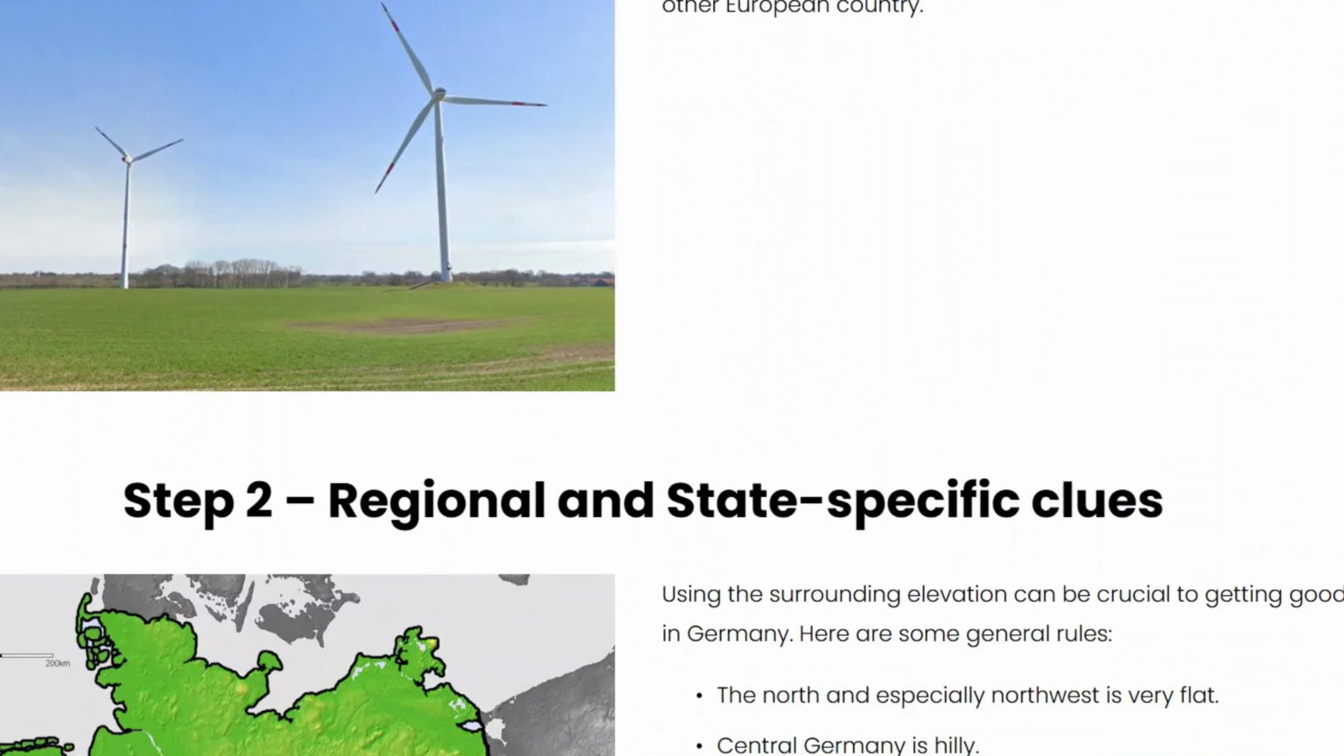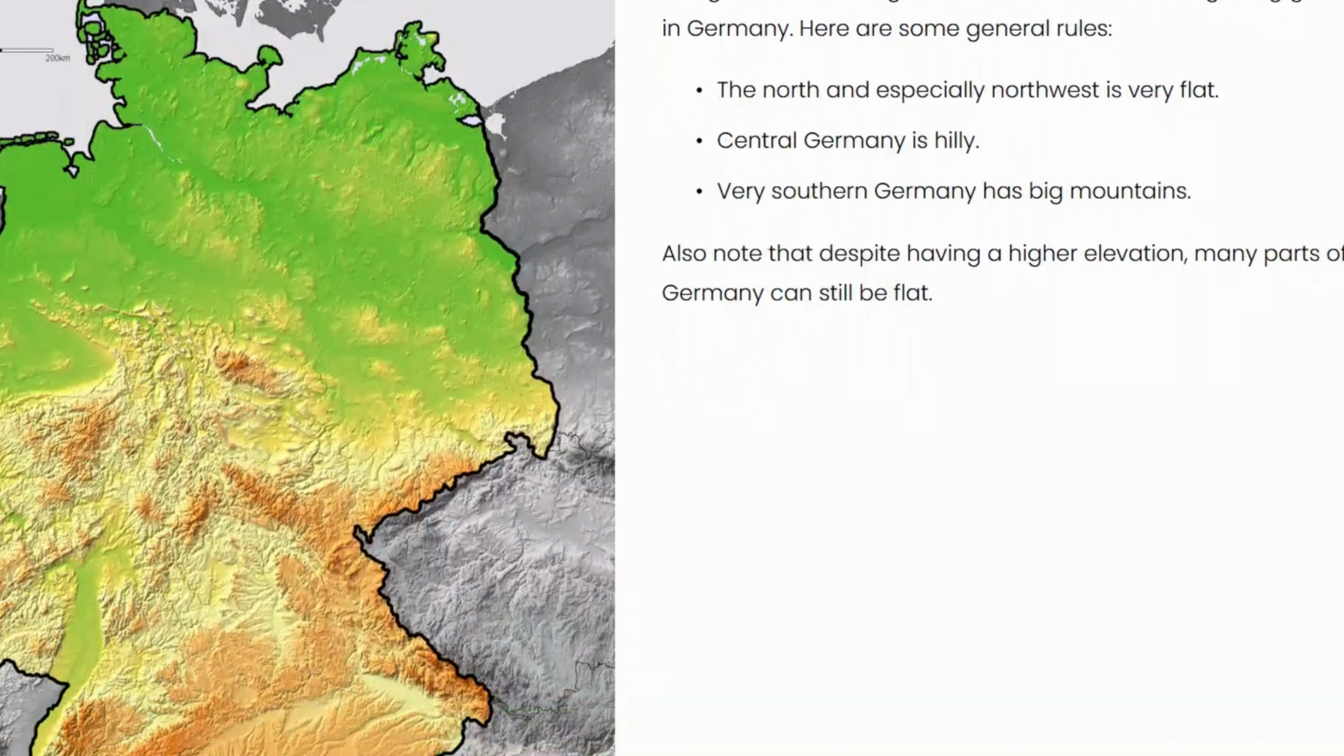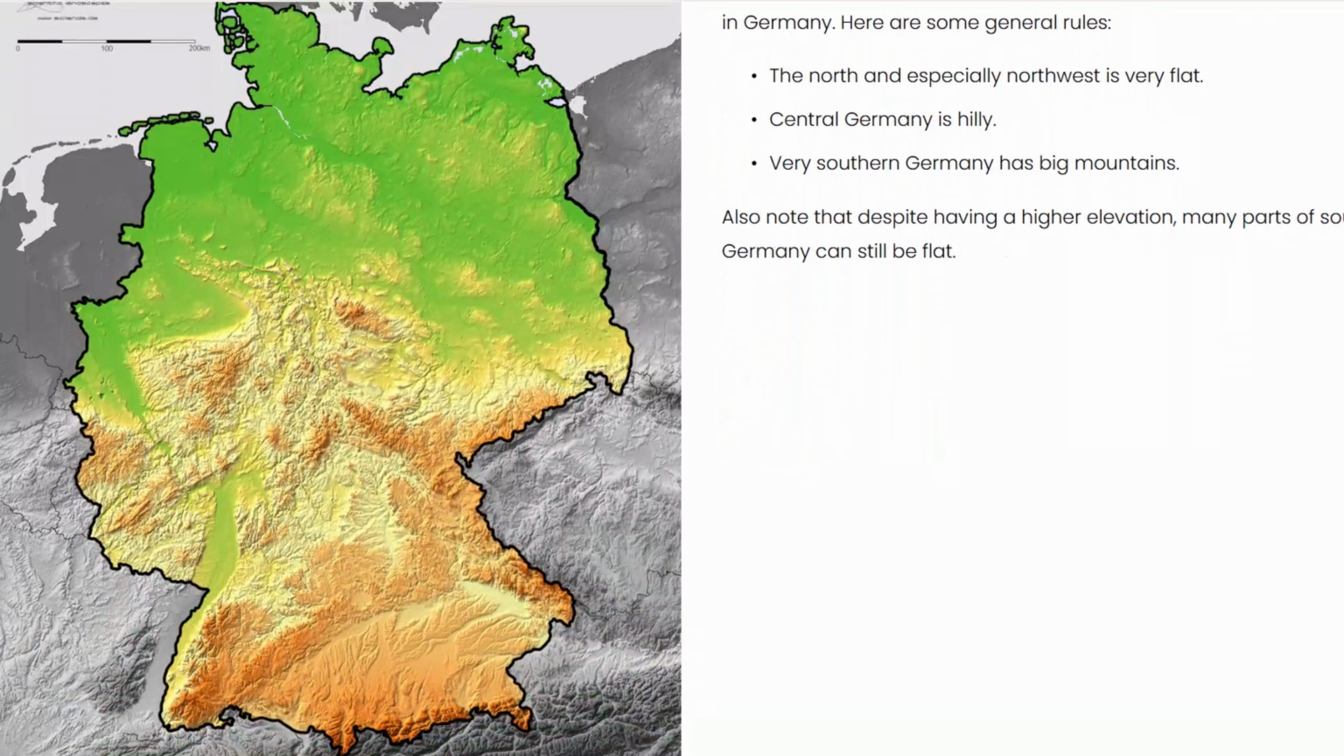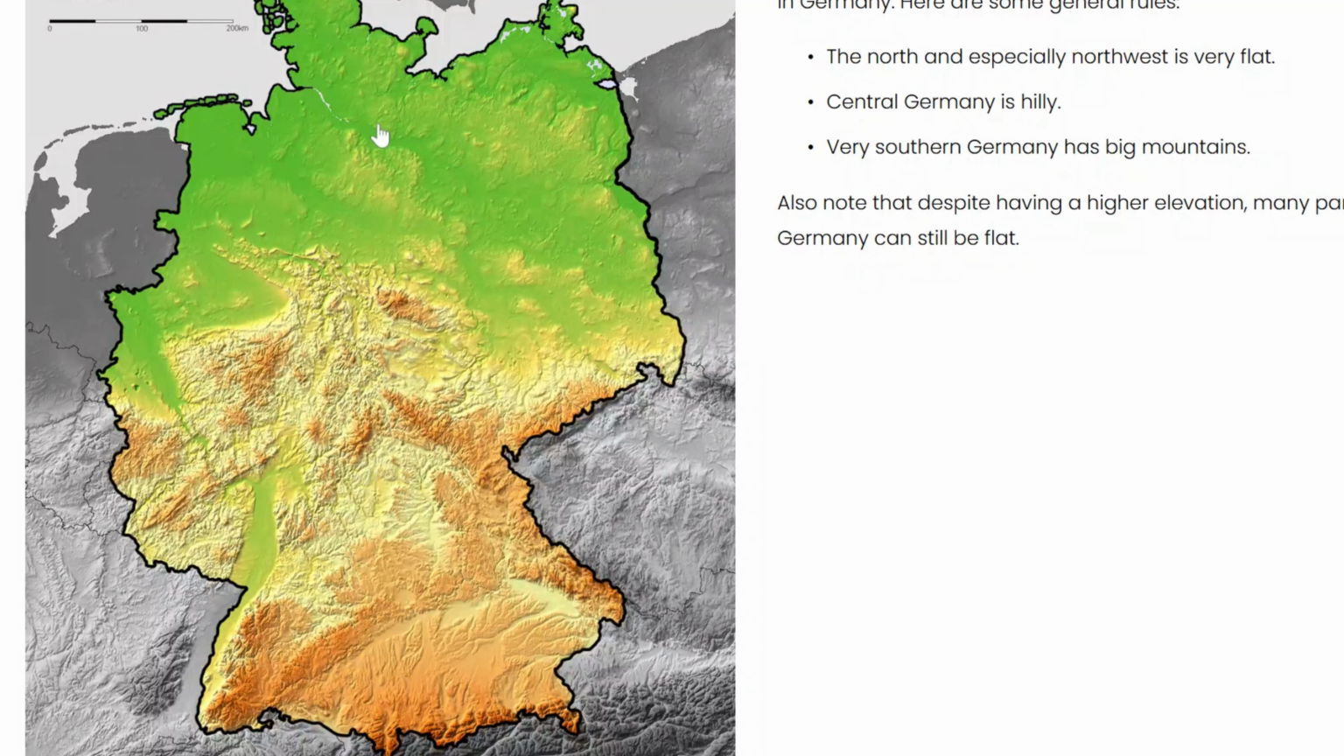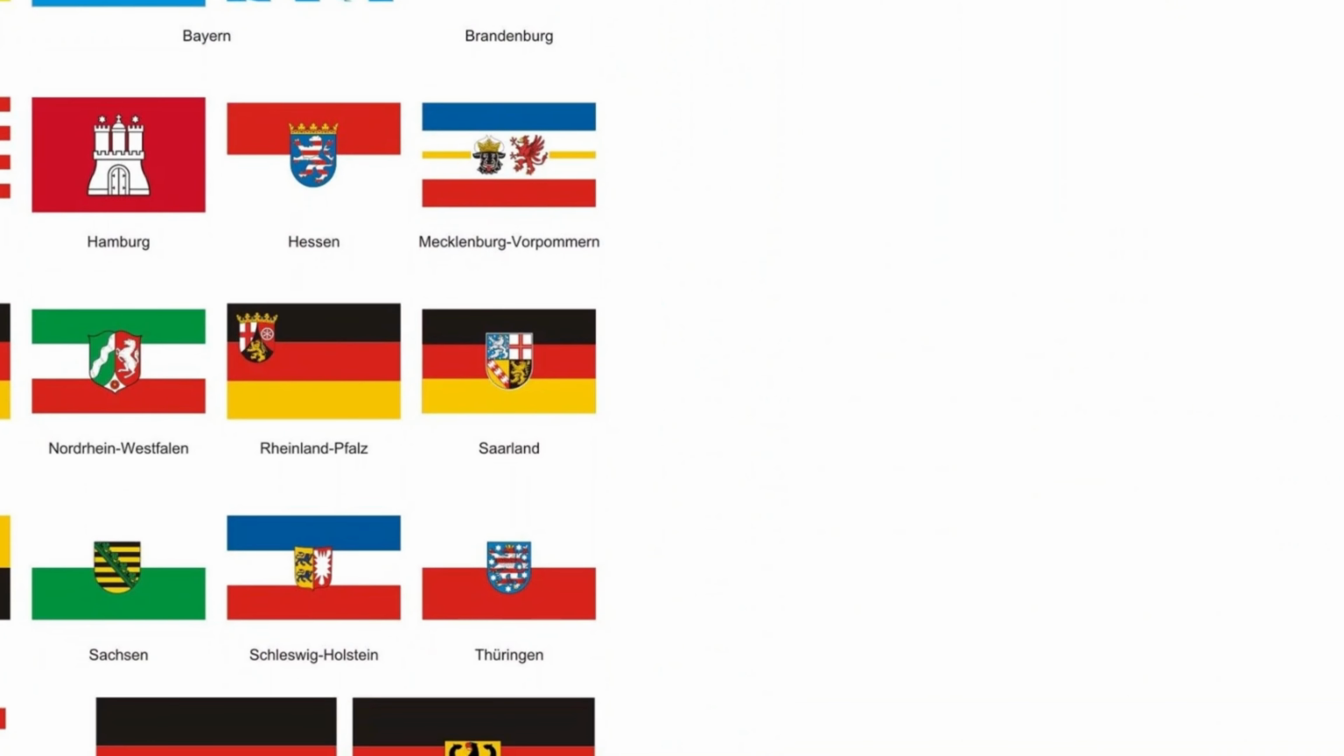But now if I scroll down to regional clues, this is where you can get a bit more advanced. So this is a very useful terrain map. So we've got southern Germany, very hilly, this bit in the Alps even. And then we've got some mountains in the middle, and then the top bit tends to be very flat. So it's quite a useful way to guess. Here's some of the state flags.